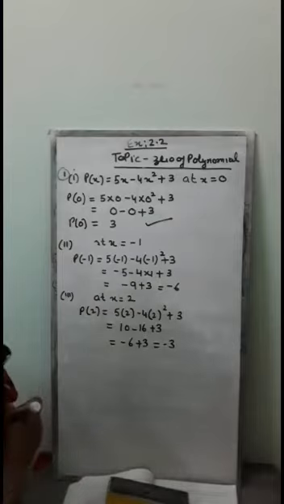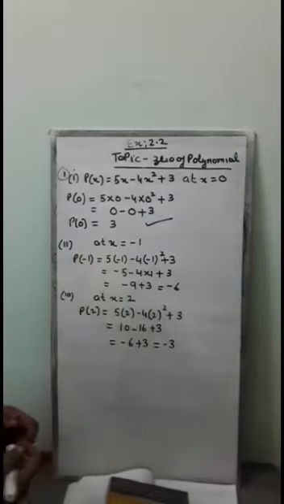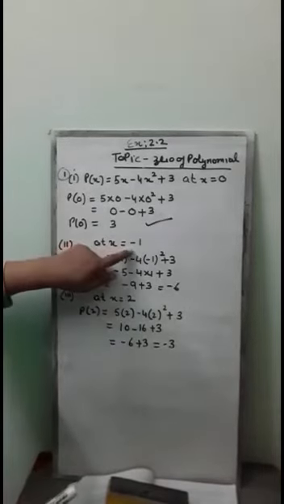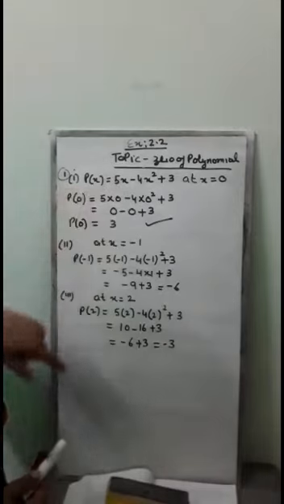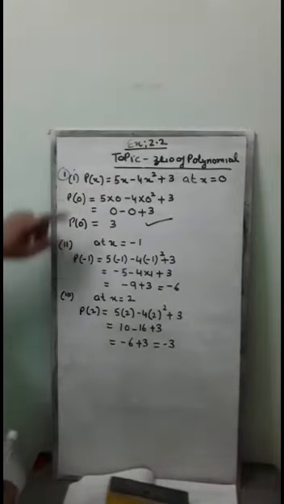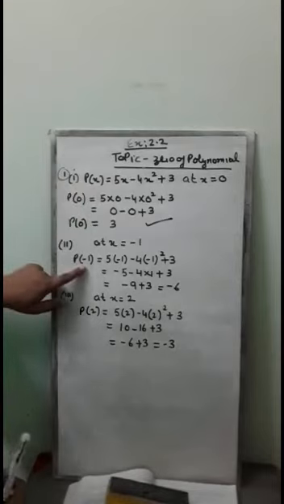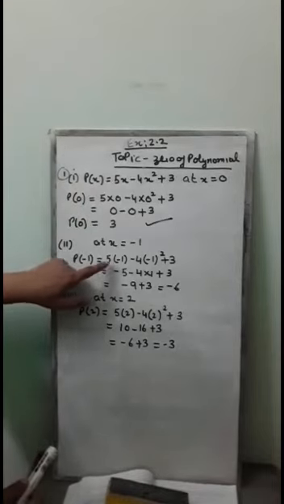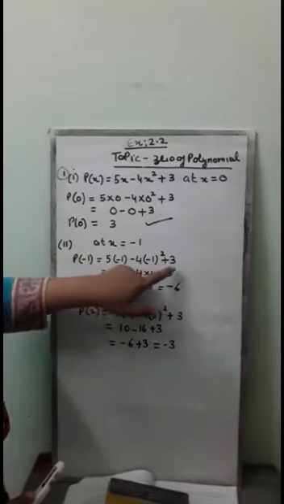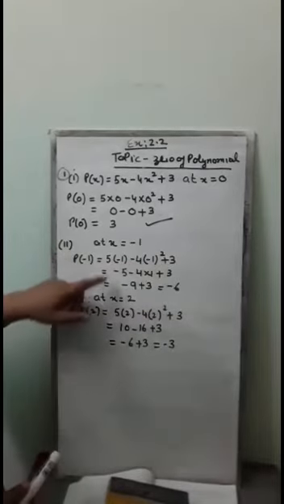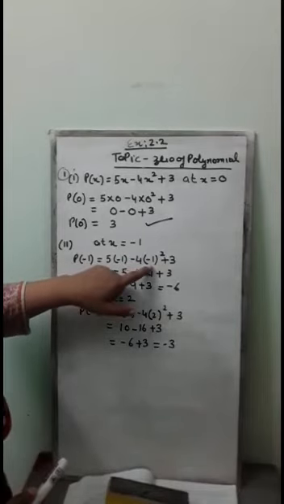Same with second part. Now in second part he is asking you to find the value of polynomial p(x) at x is equal to minus 1. What you will do, you will put minus 1 at place of x. What you will get? Start from here, from p(x). You will get p of minus 1 is equal to 5 into minus 1 minus 4 into minus 1 square plus 3. This is minus 5, minus 4 as it is, minus 1 square.